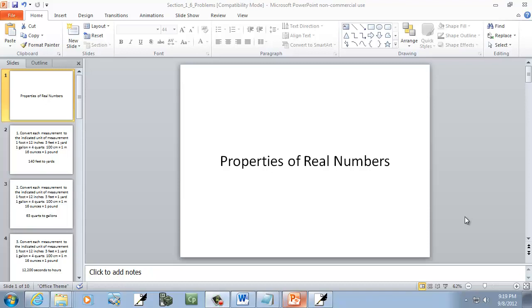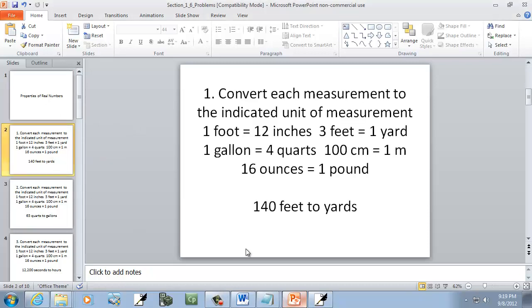Let's take a look at properties of real numbers. And the first problems have nothing to do with the properties. It's like they didn't have enough for entire sections, so they wanted to add some items in here. They're conversions we're going to be taking a look at. So let's look at our first problem.